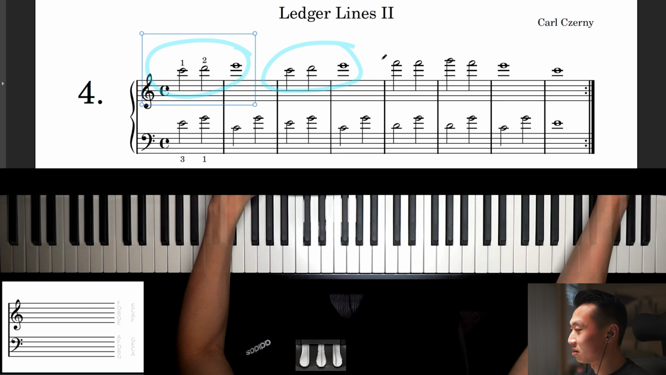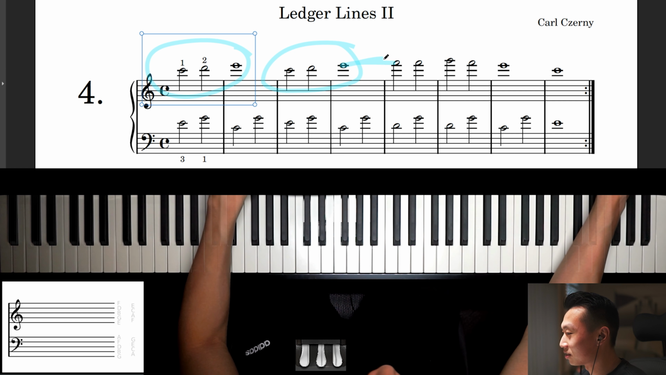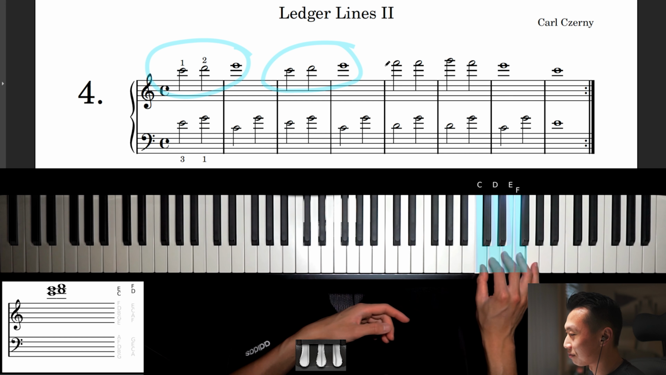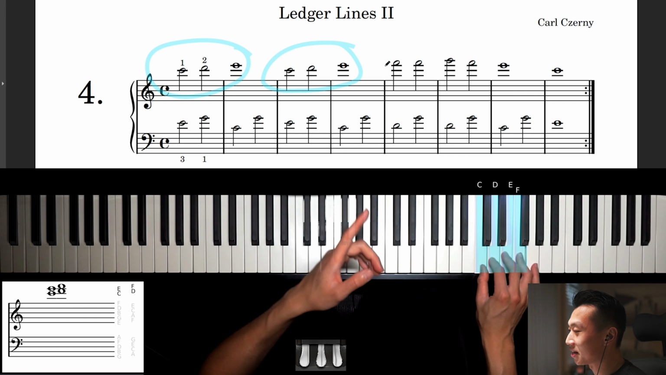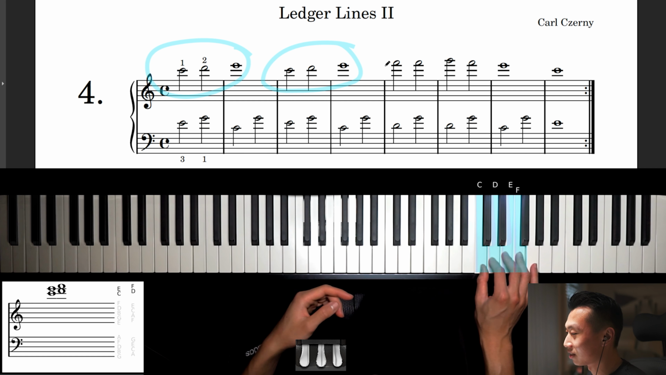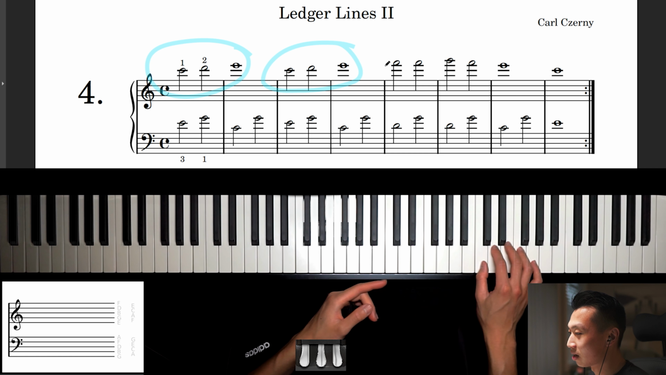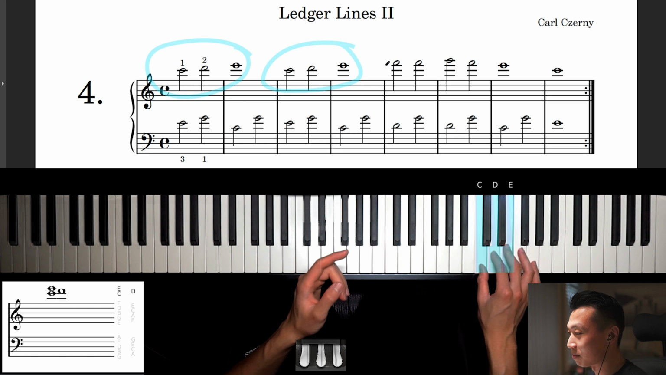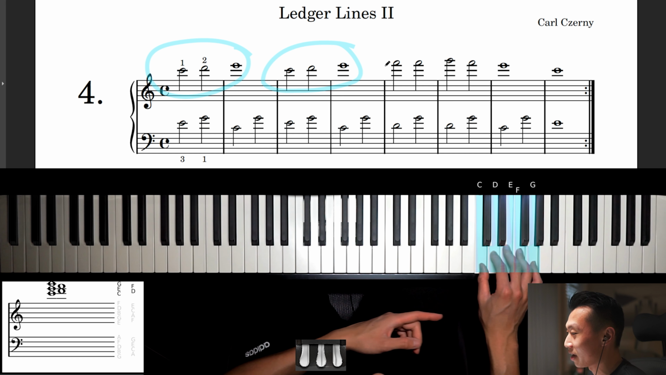Right? And then you look at this. What's this? One step above that? Easy. If I know E, then I know F. Okay? So instead of reading the note, since there are so many different ledger lines here, you're just going to read the distance from one note to the next, from one note to the next, and then it's going all the way up.